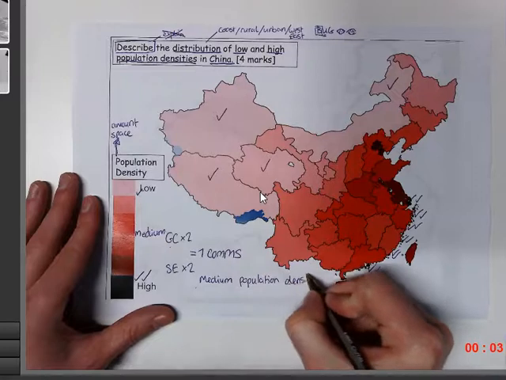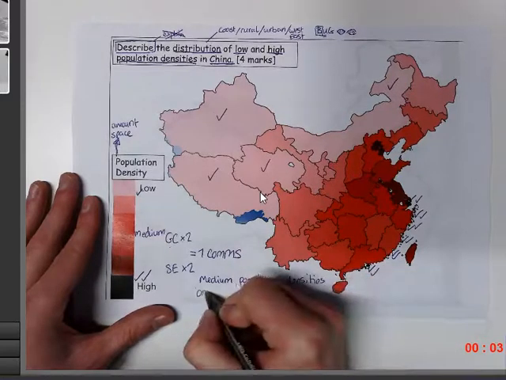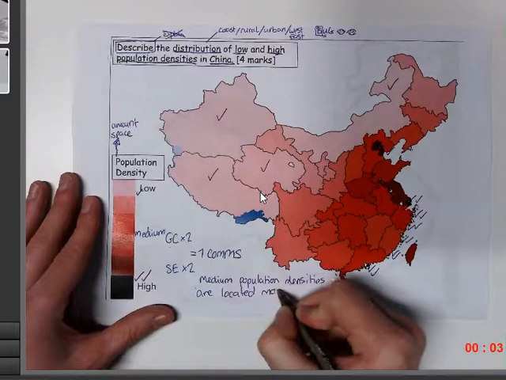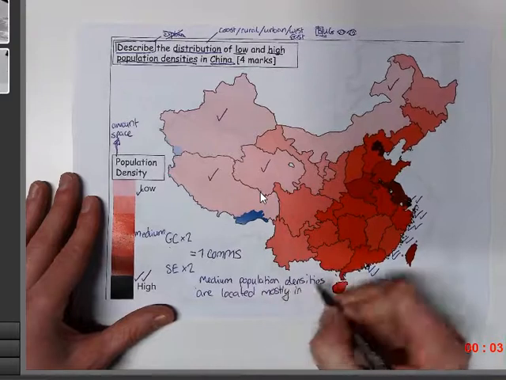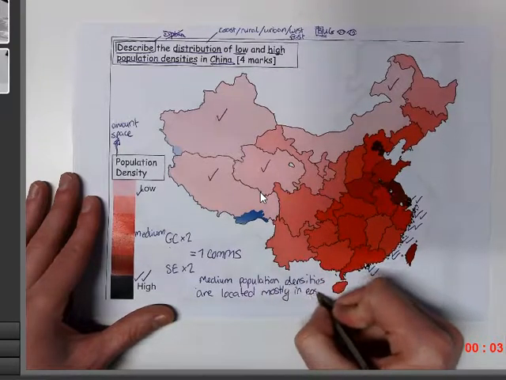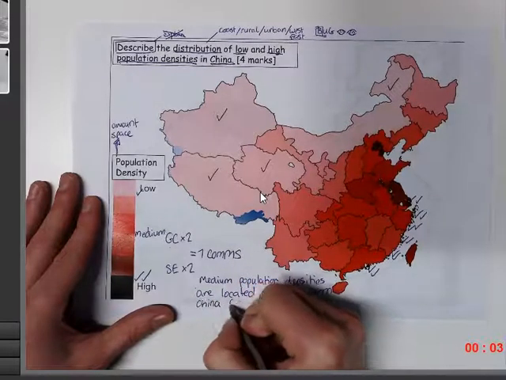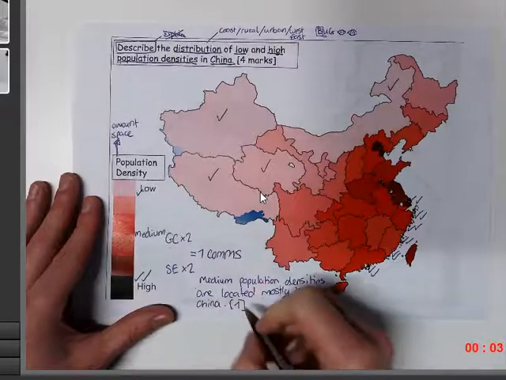Medium population densities are located, they're mostly in eastern China, I'm going to say, in East China. So that's going to be a mark for a GCSE.